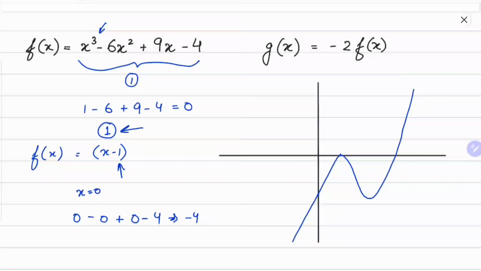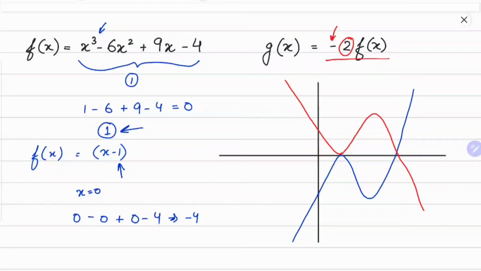Okay, and as you know, let me change the color. g(x) is given as minus 2f(x). So let's leave 2 right now and just consider the minus. When we apply minus outside the function, it becomes the mirror image along the x-axis. So the function minus f(x) would be this one. Don't mind, this is not precise, but they are cutting at the same point.